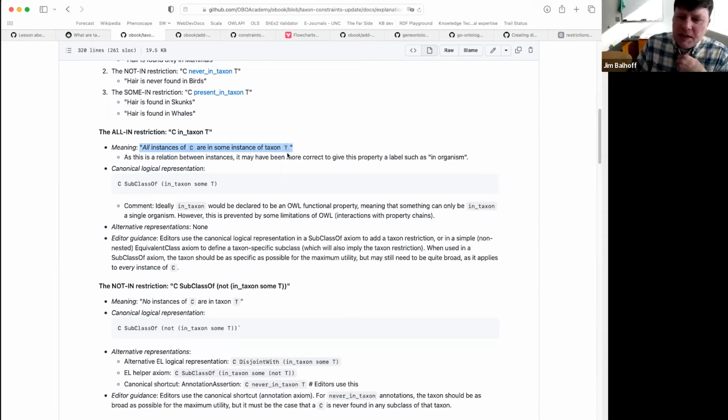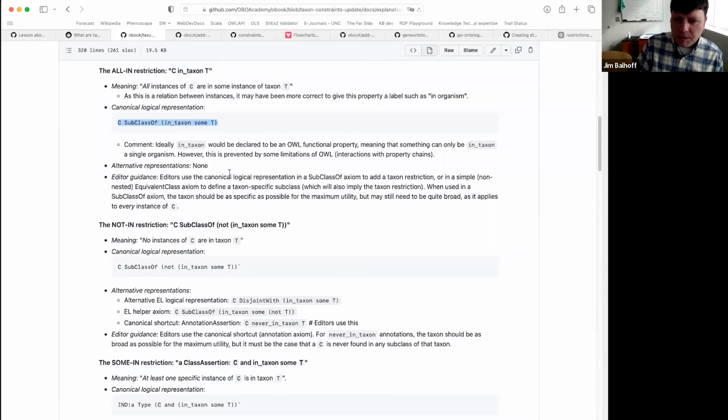But this does raise the point that the name of this property, in taxon, is not really a great label. It really should be like in the organism, because an instance of a taxon class is an individual organism. So you're not really relating to the taxon. You're just saying that if they have an instance of hair or whatever, it has to have an in-taxon relationship to some instance of mammals. And so that's a particular organism. Generally we put these in the ontology just by using this standard existential relation. So C is in-taxon some T.